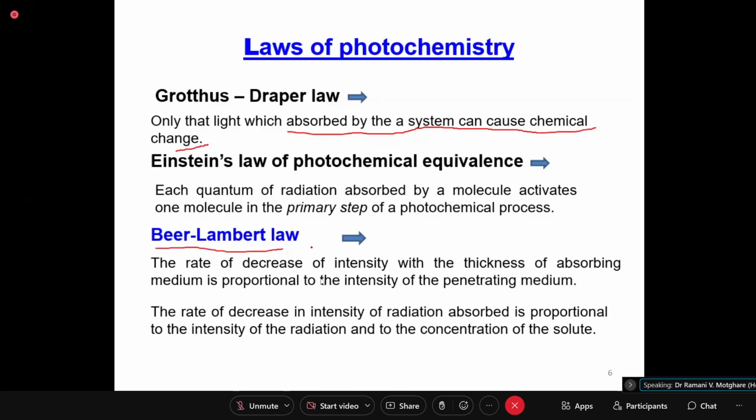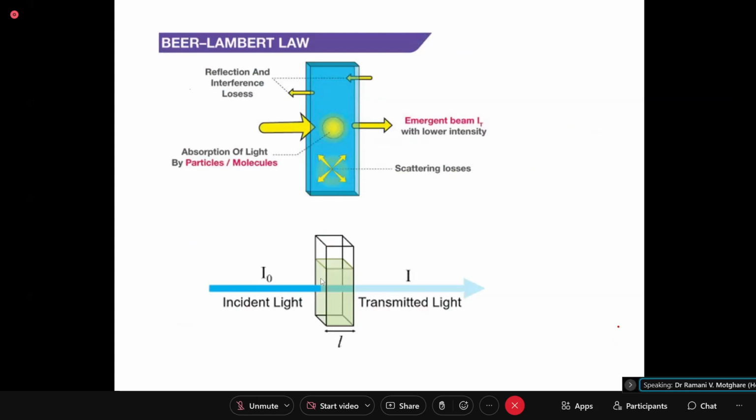Then this we already saw: the rate of decrease of intensity with the thickness of the absorbing medium is proportional to the intensity of the penetrating radiation. The rate of decrease of intensity of radiation absorbed is proportional to the intensity of radiation and to the concentration of solute. And we had seen this part, if this is the intensity of incident light, then absorption takes place here. Part of it is absorbed, and the transmitted light has slightly lesser intensity.